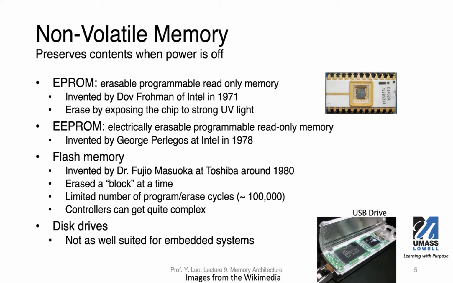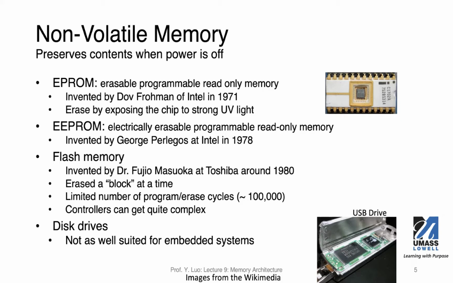And for flash memory, you can read and write. You can erase a block at a time. It can endure a large number of erase cycles, and the controller can be quite complex. Disk drives are also possible, but they're not well suited for embedded systems due to power consumption and form factors. So flash memory is the most widely used type of memory in the embedded world if you want to store information for the longer term.